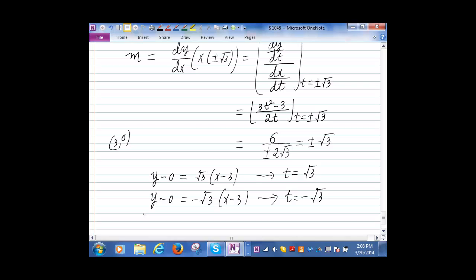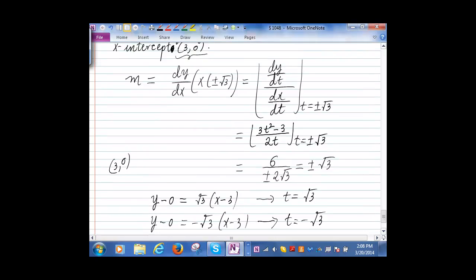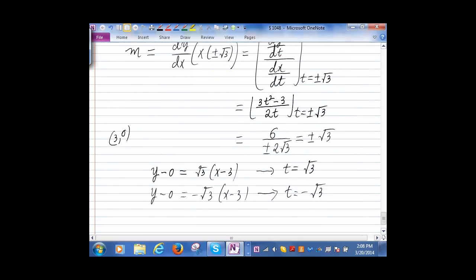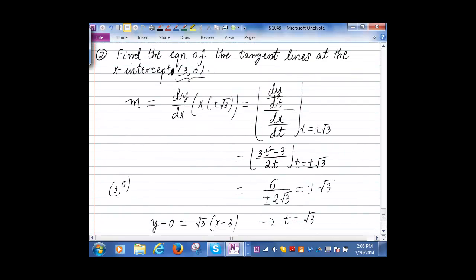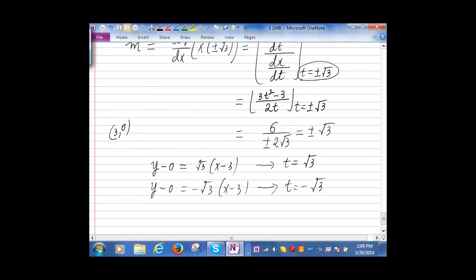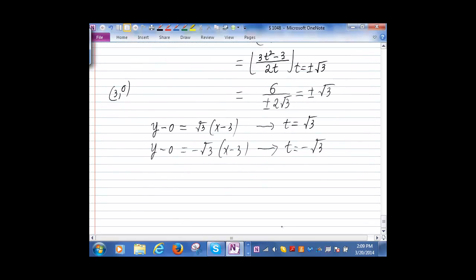Everybody, let me take a second here. Everybody's feeling okay with this? Questions? So remember, we plugged in this time, right? This time is what we plugged in. So for two different times, I get two different slopes. All right, so that's just finding equation of a tangent at a given point.